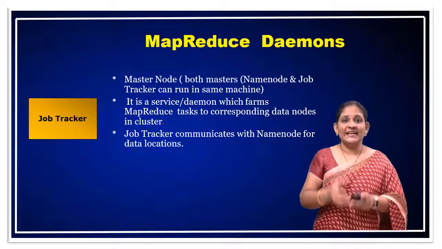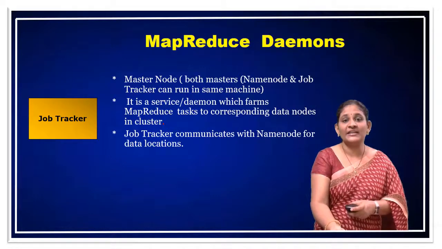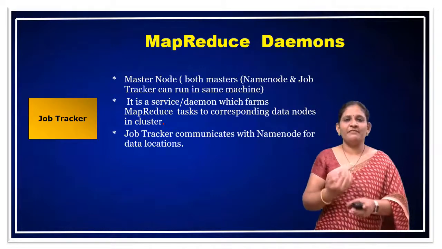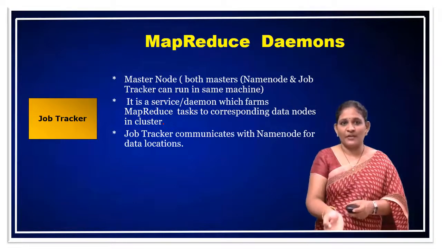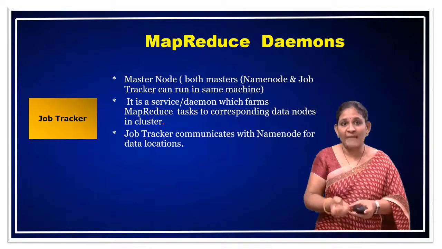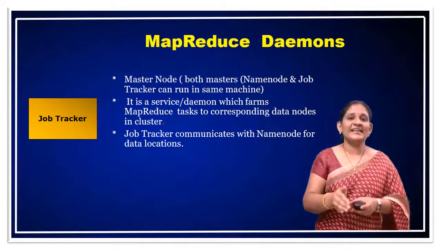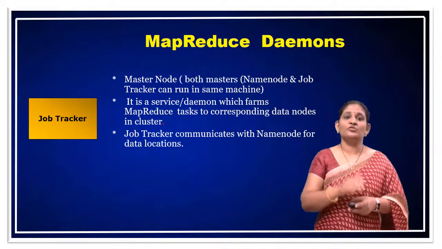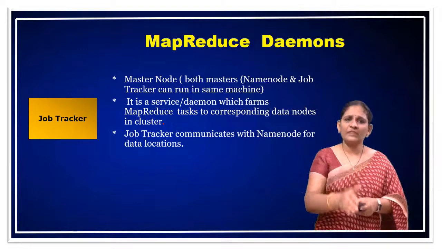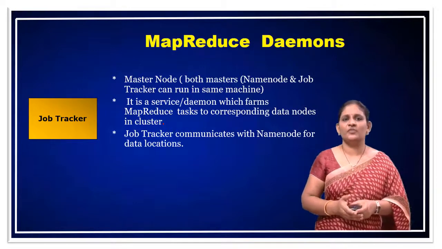We'll be sending the program towards the data, but not data towards the program. Very, very important one. We are not sending the data towards the program, but we are sending the program towards the data, where the data is residing in the data nodes. That information is maintained by the NameNode. So only the job tracker will interact with the NameNode for data locations.